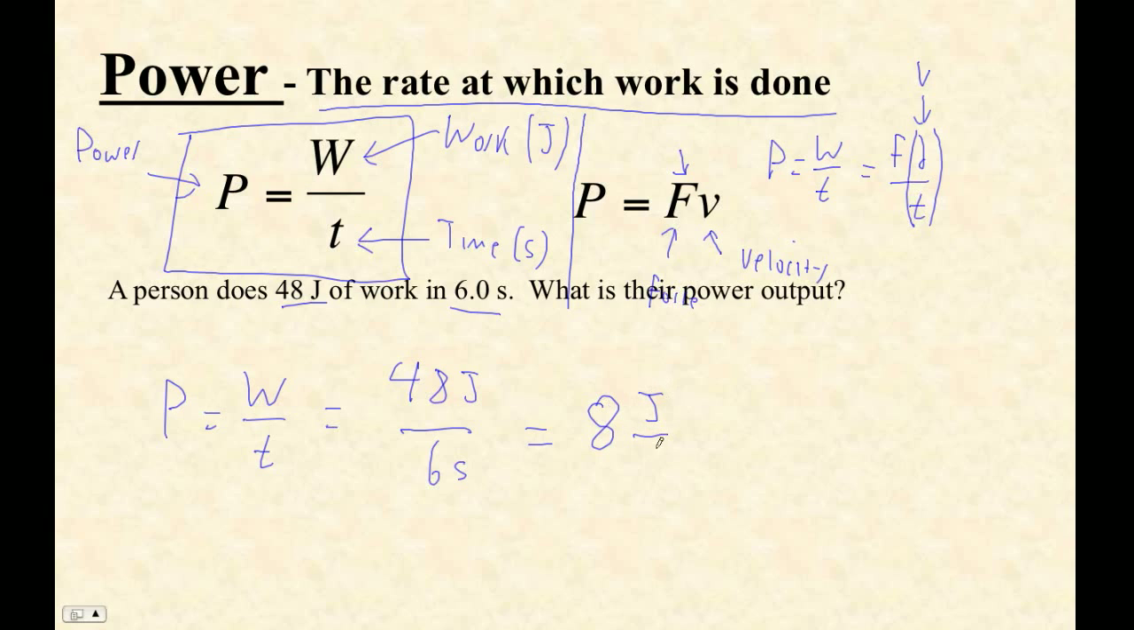That is going to be 8 joules per second. Now, watt is another way to write joules per second. Oh, it's watts.